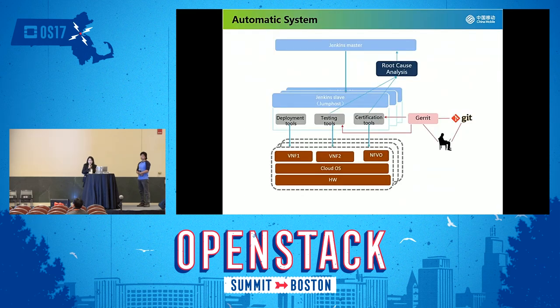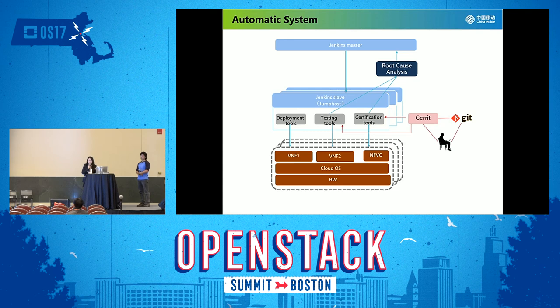So here is how this automatic integration and testing system will look. We basically use Jenkins to help us manage the different workloads and automatically execute different integration and testing tasks. And we will have Jenkins slaves responsible for each task to do all the integration testing. On the slaves, we'll have deployment tools, testing tools, and we'll consider certification tools as well, so that we can do the compliance and the certification using the same framework. We also have Git and Gerrit in this system to help us manage the test cases.